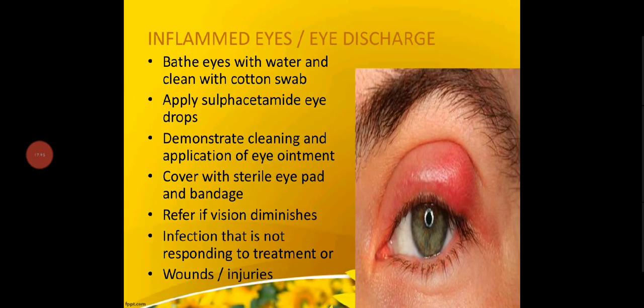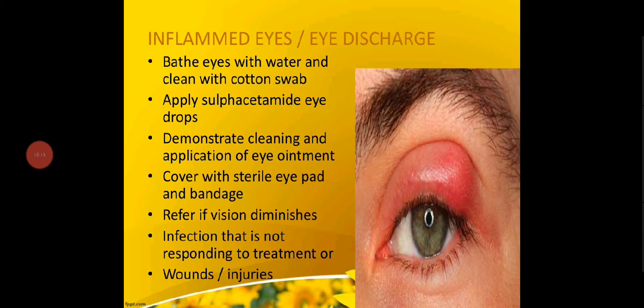If there is an inflamed eye or eye discharge, you can bathe the eye with water and clean with a cotton swab. Apply the sulfacetamide eye drops that are available in the clinic. Demonstrate cleaning and the application of eye ointment. Cover with a sterile eye pad and bandage. Okay, you should cover it with the sterile eye pad. Refer if vision diminishes. Refer to the ophthalmologist.